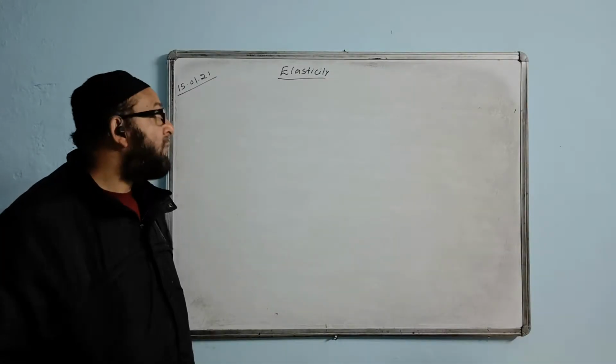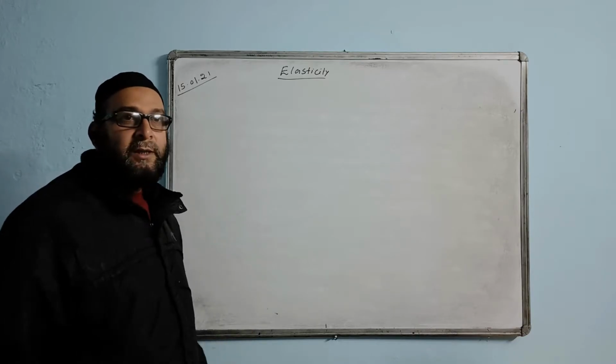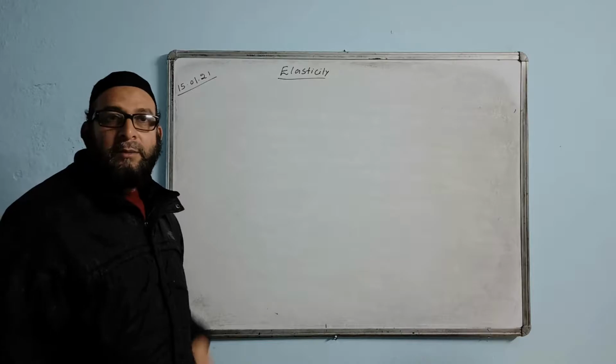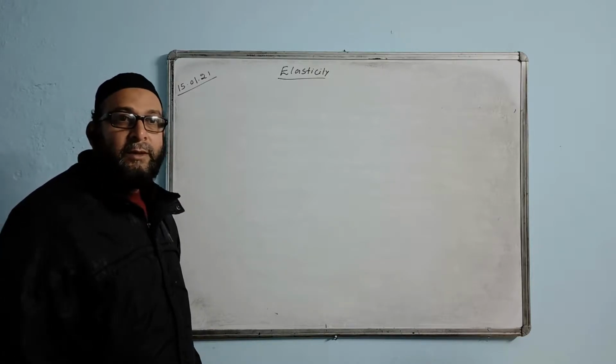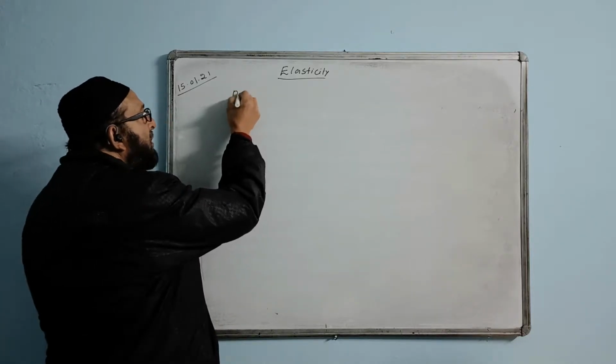Today is the continuation of the same chapter, elasticity. Last class I taught you three kinds of modulus of elasticity: Y, K, and N. Young's modulus, bulk modulus, and modulus of rigidity, and their formulas I gave. Today we will be doing Poisson's ratio.